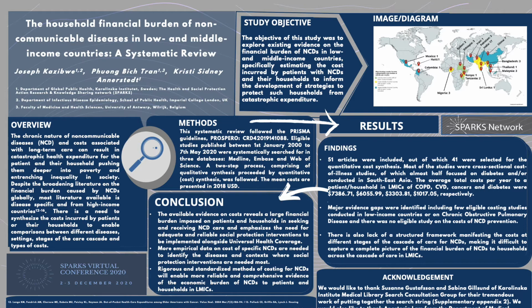In conclusion, the available evidence on costs revealed a large financial burden imposed on patients and households in seeking and receiving NCD care, and emphasizes the need for adequate and reliable social protection interventions to be implemented alongside universal health coverage. More empirical data on costs of specific NCDs are needed to identify the diseases and contexts where social protection interventions are needed the most. Rigorous and standardized methods of costing for NCDs will enable more reliable and comprehensive evidence of the economic burden of NCDs to patients and households in low and middle income countries.